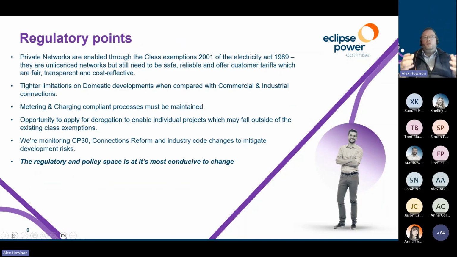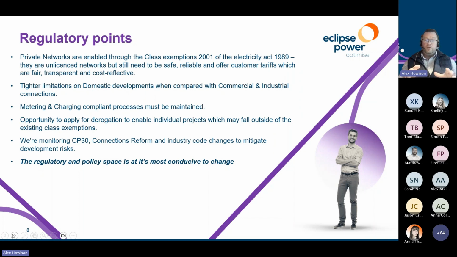So there are some regulatory points. It's not a free-for-all working within the class exemptions. Whilst private networks and microgrids are unlicensed networks, they do still need to be safe and reliable. They do still need to adhere to ESQCRs. We are still subject to metering codes, and the ability to provide fair, transparent, cost-reflective tariffs. So we do still have to adhere to a lot of the industry regulation, but those class exemptions do mean that we can step outside of certain elements.